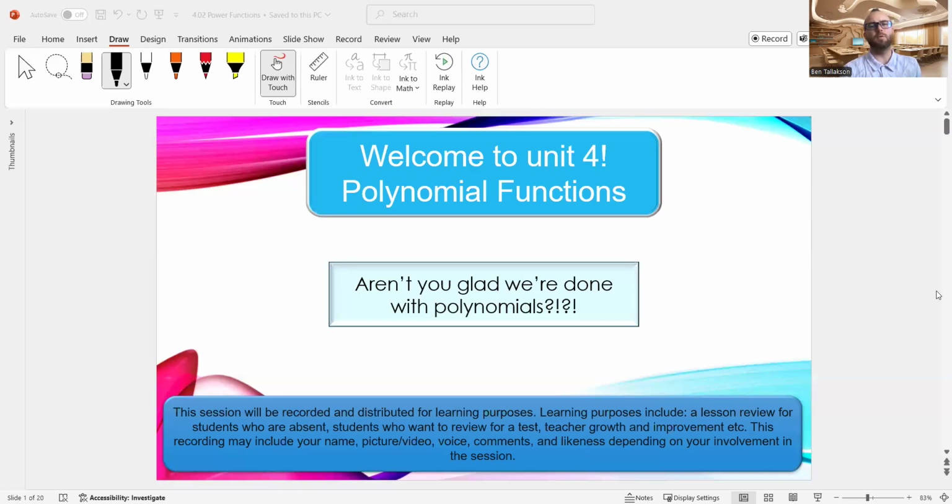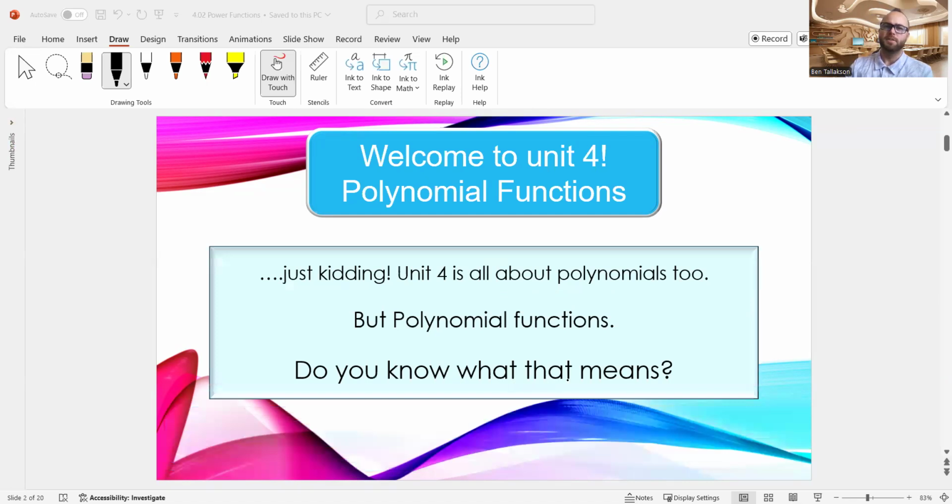Welcome to Unit 4, and aren't you glad we're done with polynomials? Just kidding. Unit 4 is all about polynomials too, but polynomial functions. So it will look a little different. You've worked with functions before. Do you know what comes with functions?